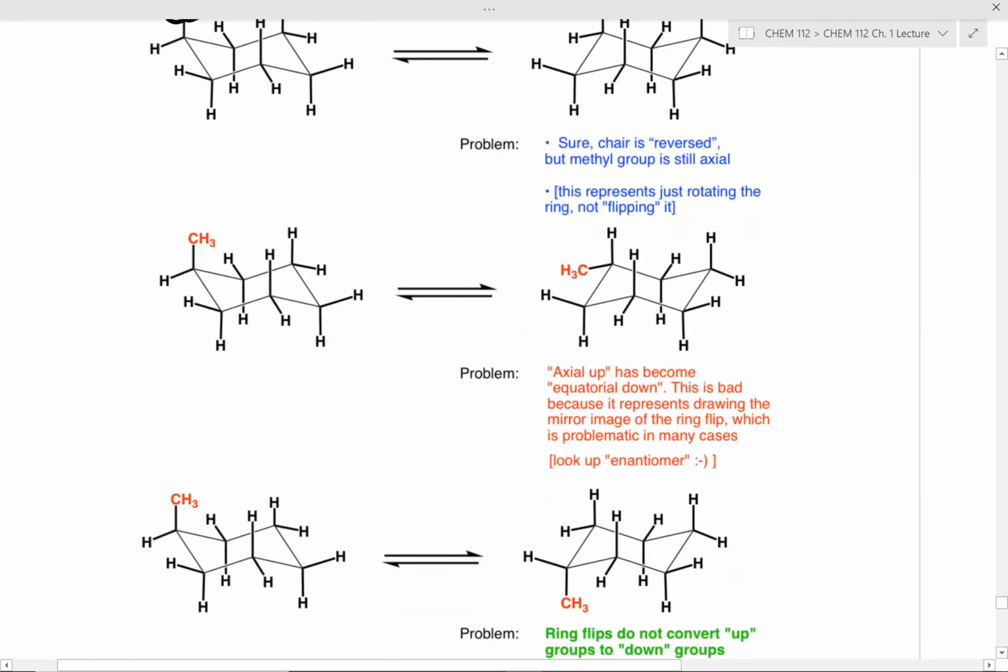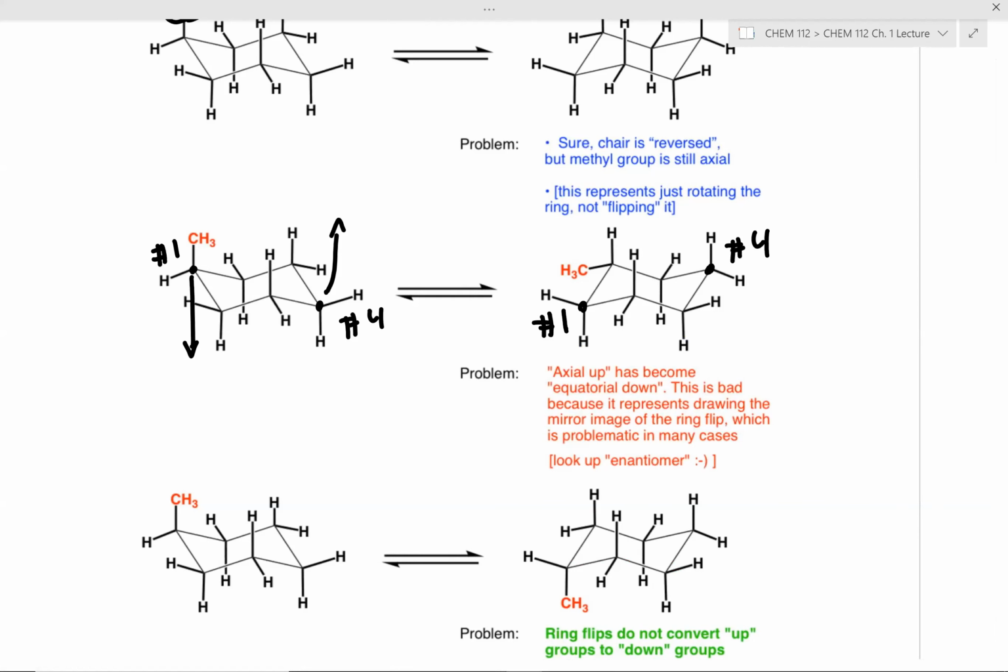Now, one other common issue I see, so let's just think about the ring flip for a moment. Labeling this as carbon 1 and this is carbon 4. Carbon 1 is going to move down, carbon 4 is going to move up. So now carbon number 4 ends up at this position, and carbon number 1 ends up at this position, or it should end up at this position.